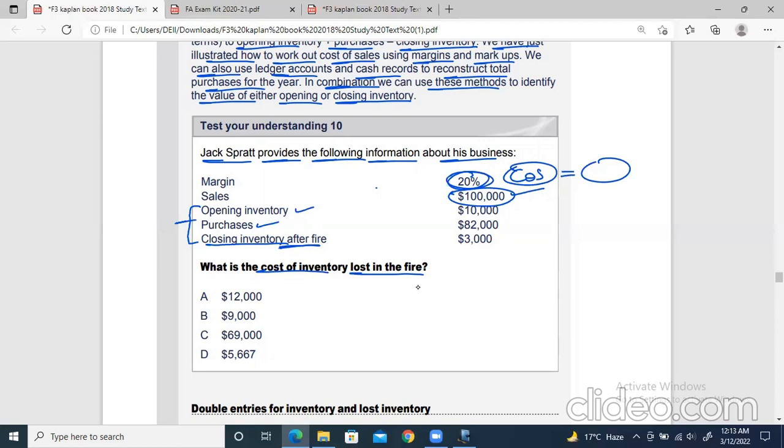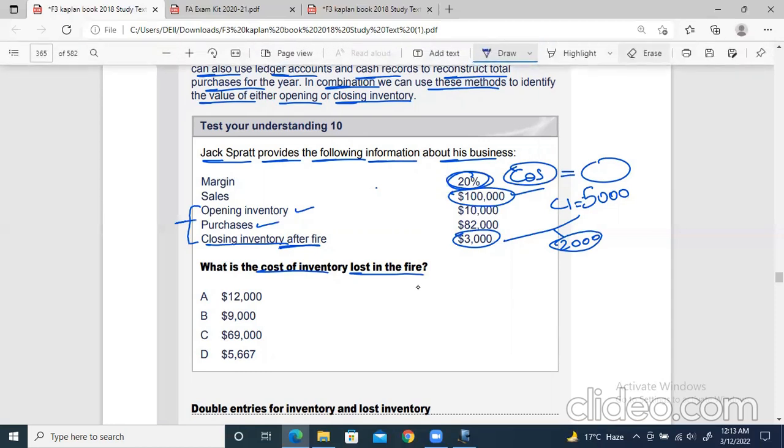Now, if we know the original figure, let's take an example. Let's say the closing inventory over here was 5,000. Now you can see closing inventory after fire is 3,000, right? So the difference between them is how much? 2,000. So 2,000 is actually the goods that are destroyed in the fire. So this is the approach that we'll follow in these questions. Let's start to solve this. This was just an example. This 2,000, just ignore this over here. Let's start to solve this.